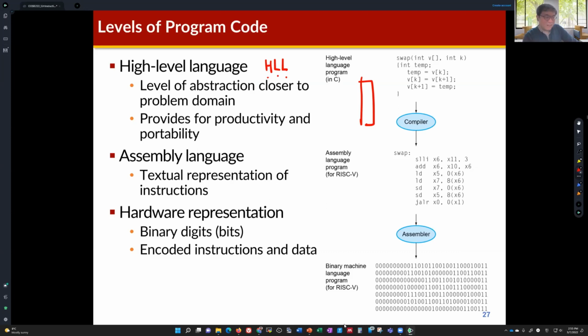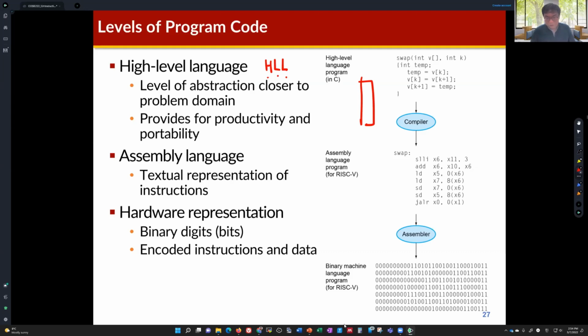So high-level languages are very similar to our natural languages, but we need to learn the syntaxes of these languages. We can easily learn or easily understand how to use these programming languages. Okay, but computer hardware cannot understand these high-level languages.